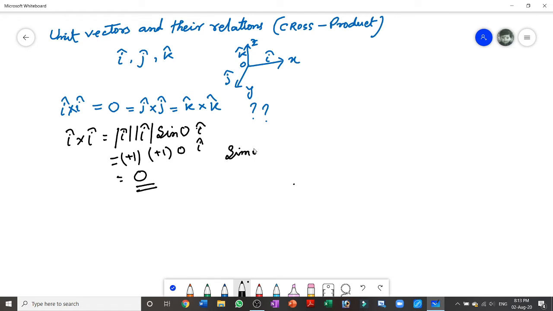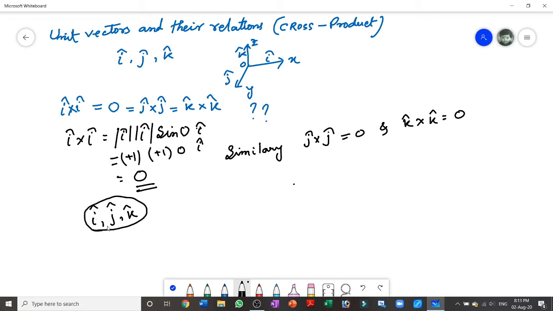Similarly, j cap cross j cap is equal to 0 and k cap cross k cap is also 0. Now to find the relation between i cap, j cap and k cap, we have to just simply remember a cyclic order, that is we are putting here i cap, j cap and k cap.